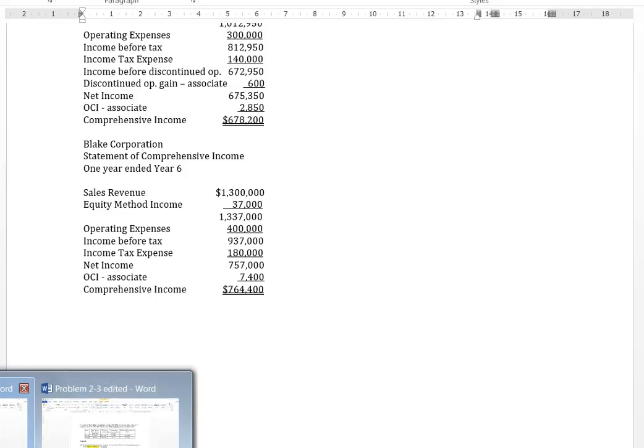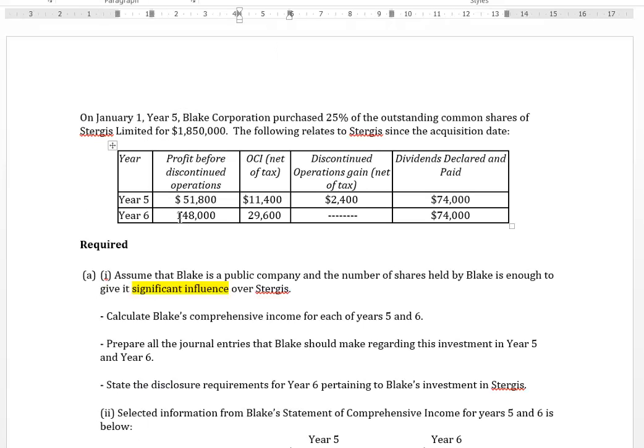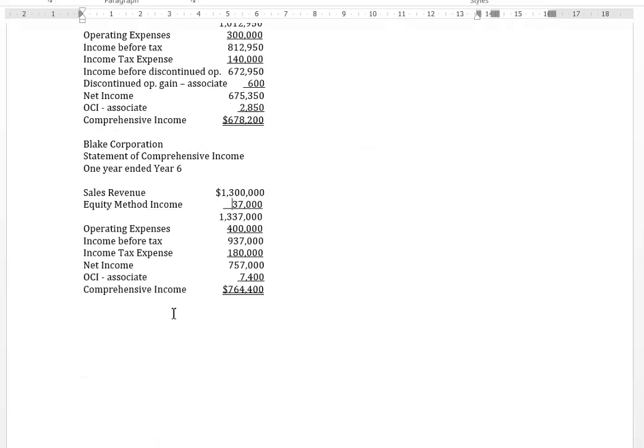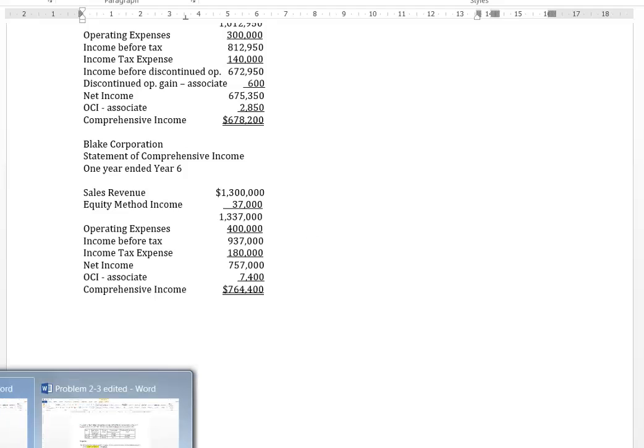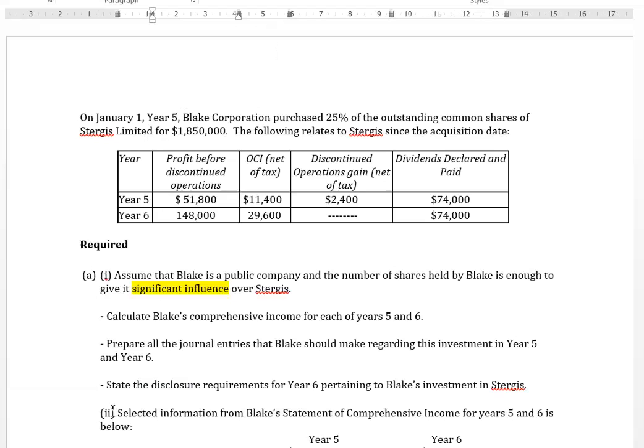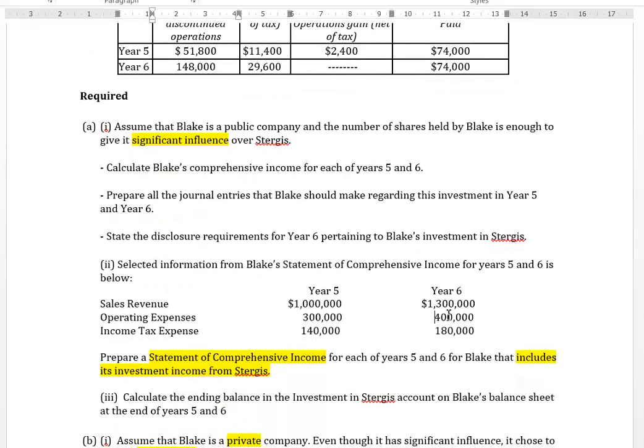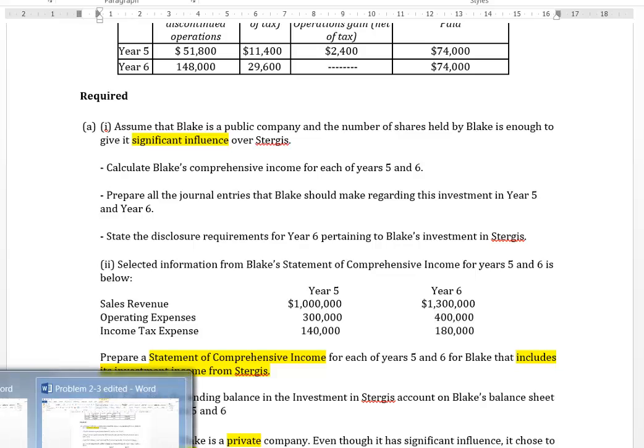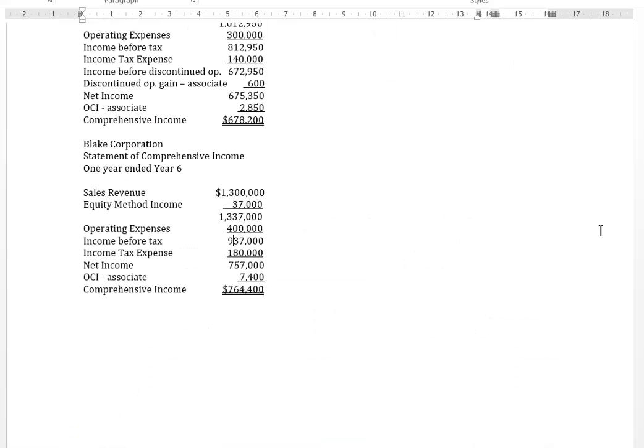Again, you remember that amount from here. Profit before discontinued operations, $148. Well, 1/4 of that is $37,000, right? So that's going to give us income from our operating revenue from our continuing business of $1,337,000. We're going to deduct Blake's operating expenses, and again, they were given to you in the question as well, right? Right here, we gave you the operating expenses of $400,000. So we're going to deduct those, and we're going to get income before tax of $937,000.